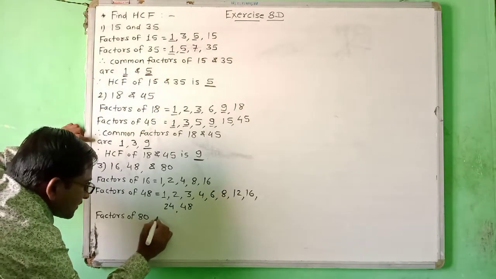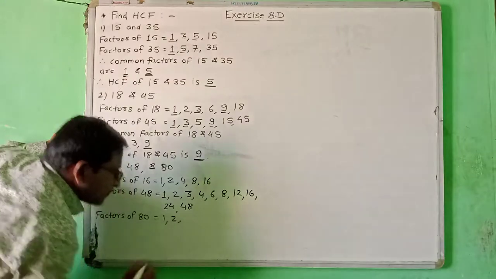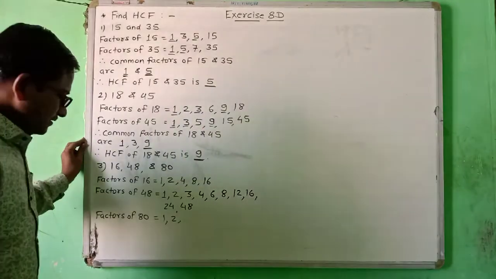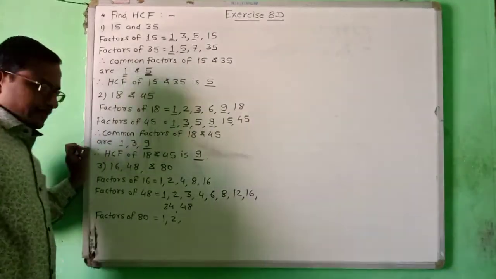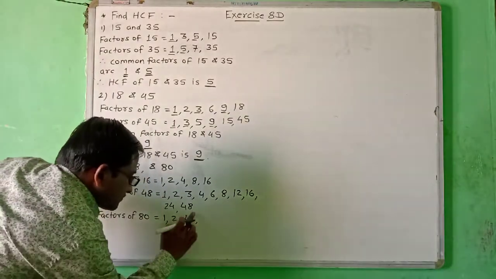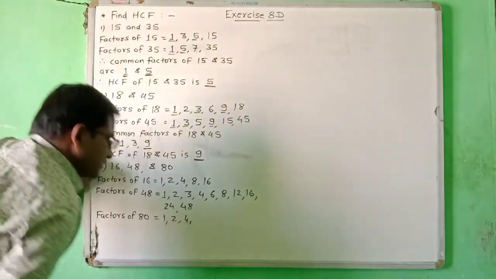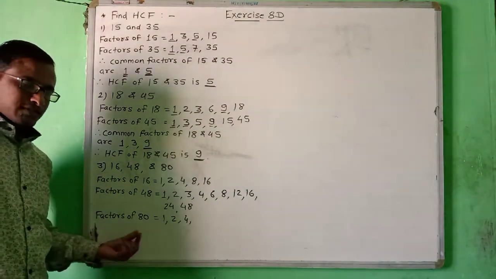Factors of 80: 1 is a factor of every number. Then 2 40s are 80. Then 3 is not a factor of 80. Then 4 20s are 80. 4 is a factor of 80.